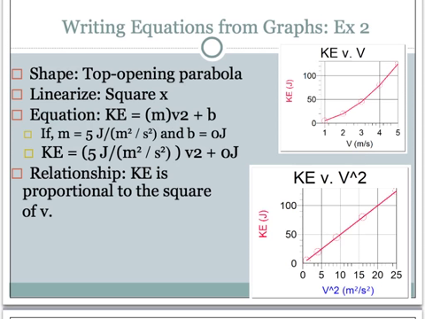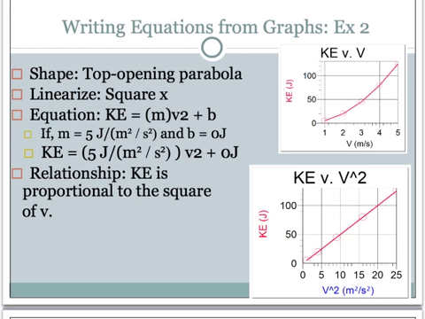So in this case, I start off with something that's a top opening parabola. If I'm going to linearize that, anytime I have a top opening parabola, I'm going to square the x. So I look at my bottom graph and I see that I do indeed have a line. That means that my assumption was correct, that the data does accurately represent a top opening parabola. That's important because now I know how to write the equation for it.